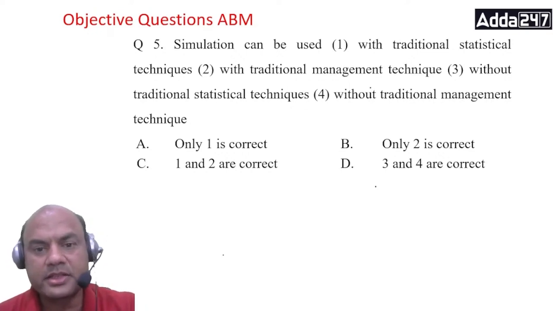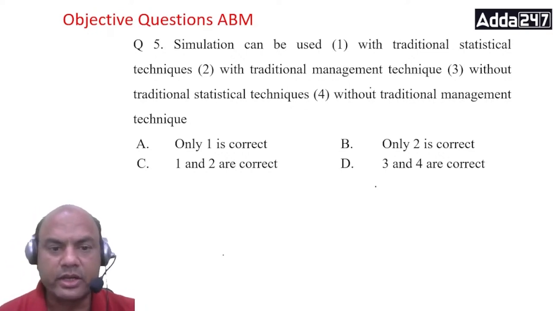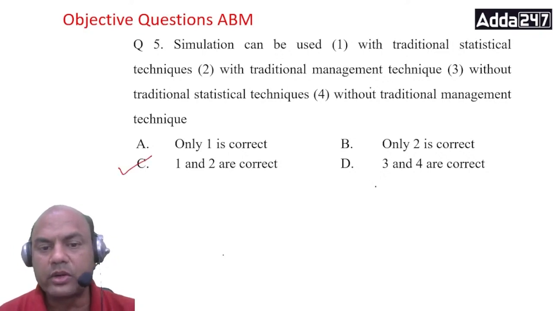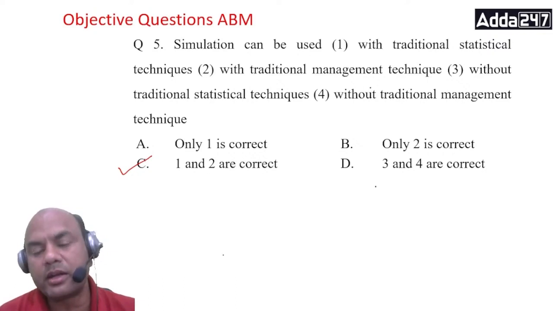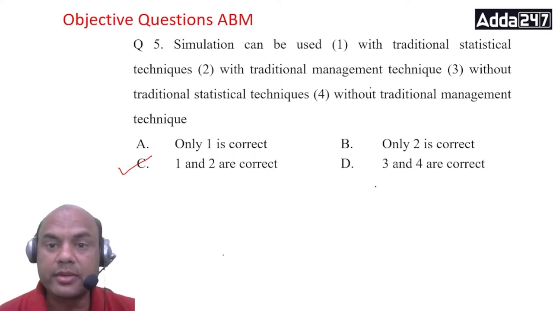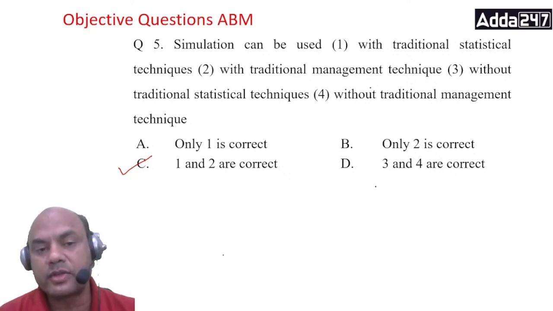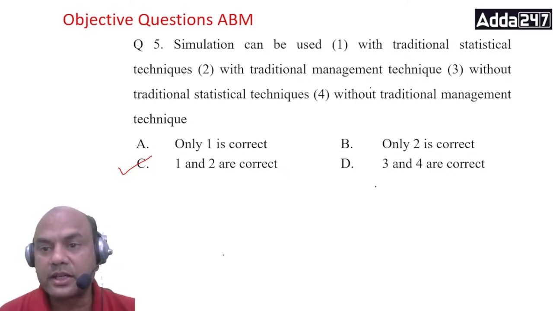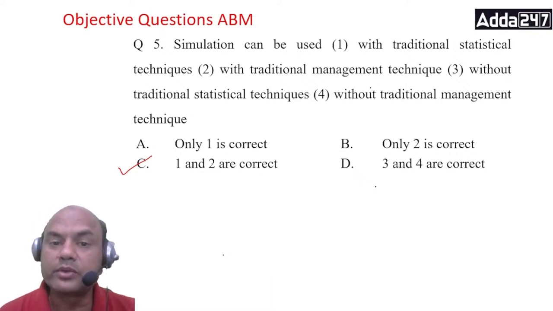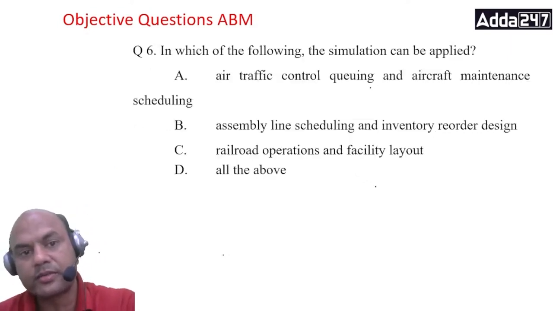I'm seeing the correct answers are here. It is this 1 and 2. 1 and 2 are correct because remember in finance nothing is independent. You have to always use everything in connection with the other one. So traditional statistical techniques, traditional management techniques, these are to be used in connection, in togetherness with simulation. You can't have anything individually working over here. Okay. So 1 and 2 both are correct.